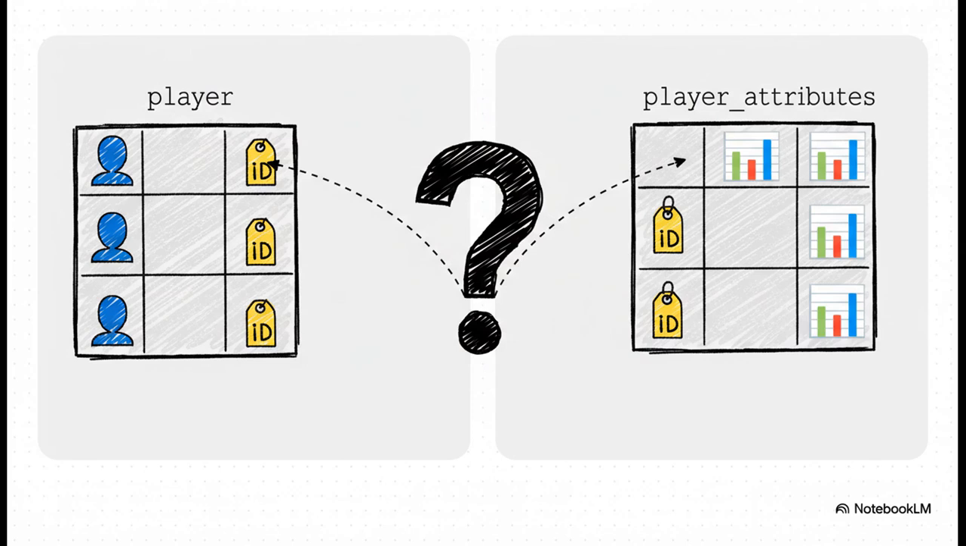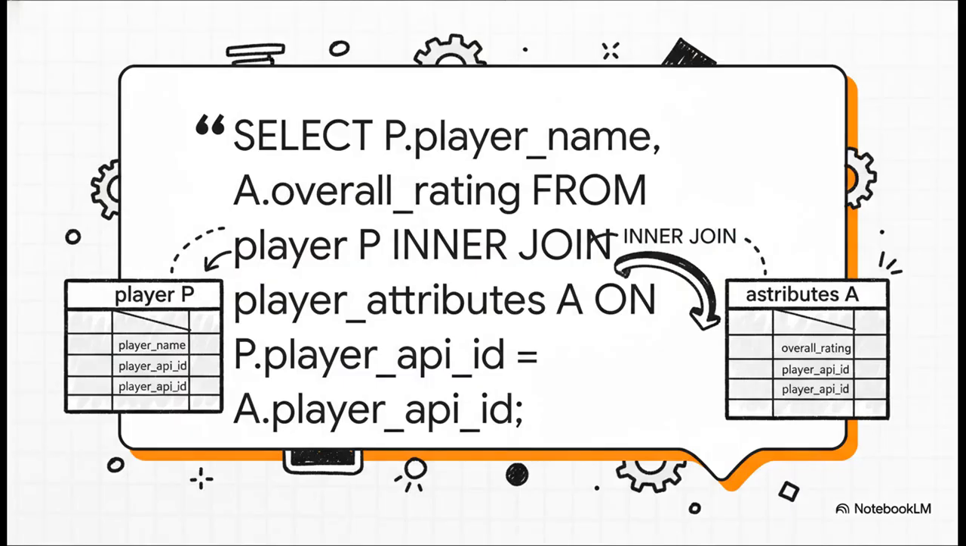Okay, one more common real-world challenge. Very often, the information you need is split across different tables. For instance, maybe we have one table with player names and another table with their performance ratings. Both tables have a player ID, but how do we actually connect a player's name from one table to their rating in the other? The answer is the join.